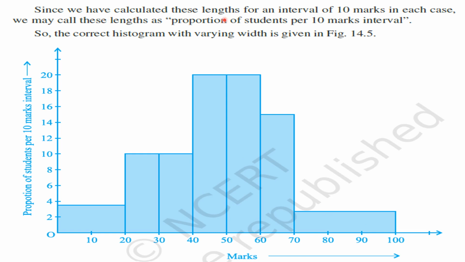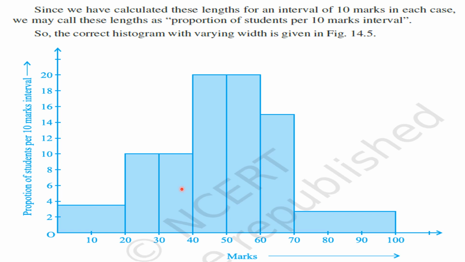Since we have calculated these lengths for an interval of 10 marks in each case, we may call these lengths the proportion of students per 10 marks interval. So the correct histogram with varying widths is like this, figure 14.1. Here we have taken marks 0 to 10, 10 to 20, 20 to 30, 30 to 40. If you observe the widths of these rectangles, they are different widths, and this is the length of the rectangles. The modified rectangles are considered here.